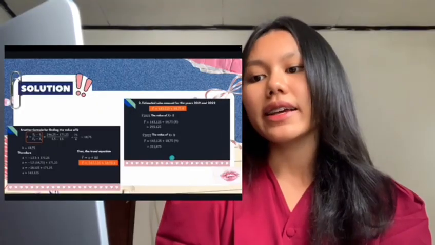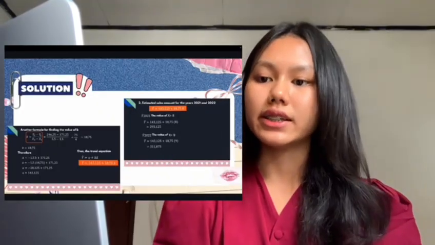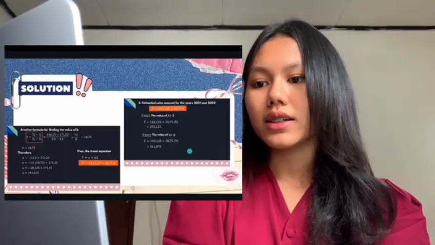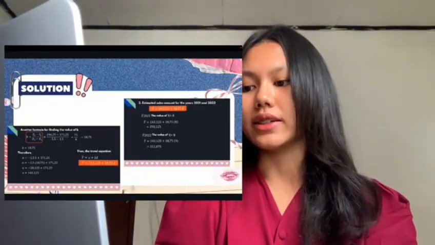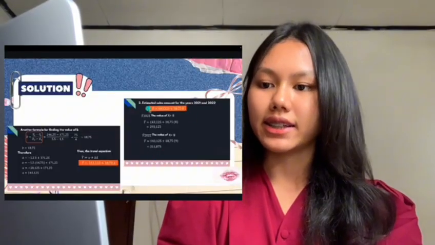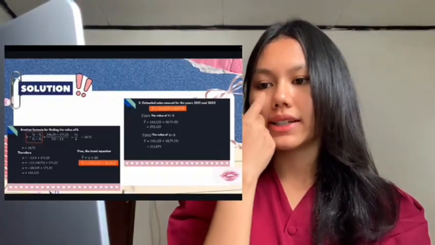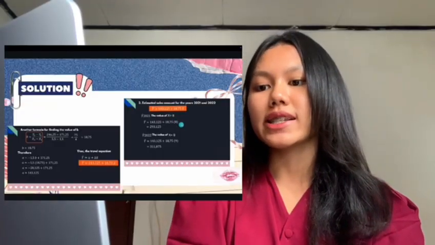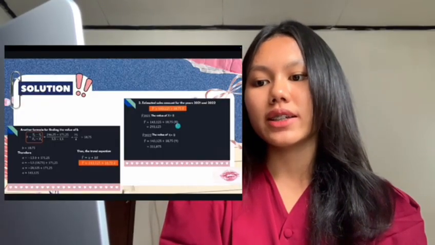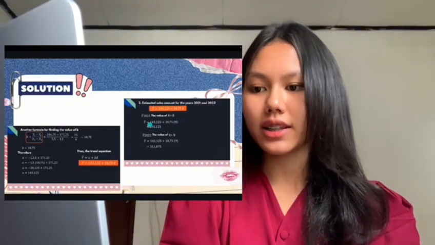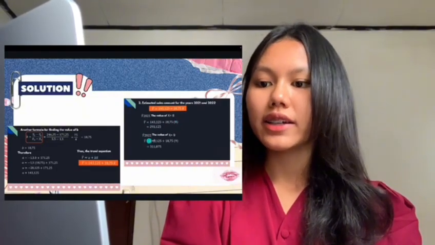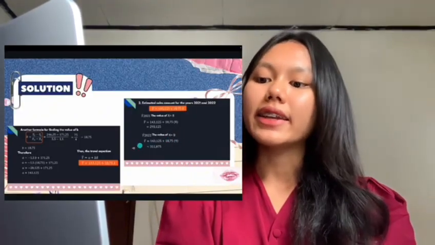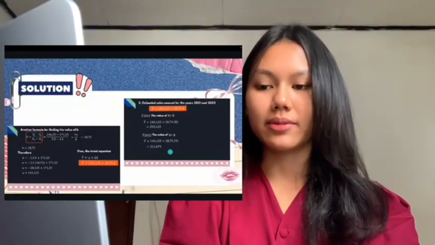Okay, and the estimated sales amount for the years 2021 and 2022. Okay, we already know that the trend equation is this. Because for 2021 the value of x is 8, we just input x equals 8, and this is the result. And same with 2022, the value of x is 9, so we add the 9, and then this is the result.